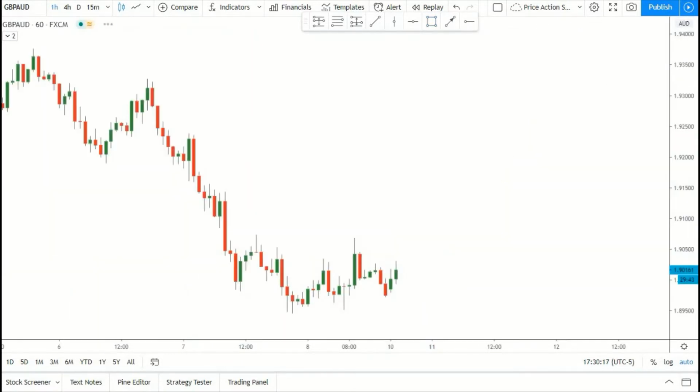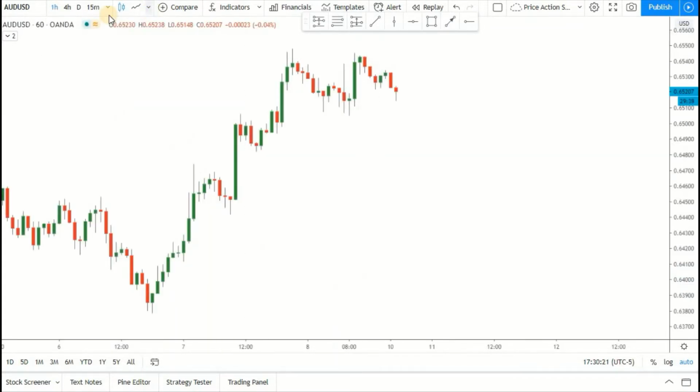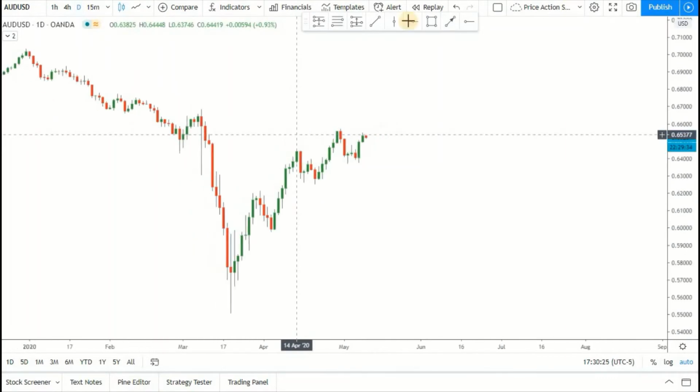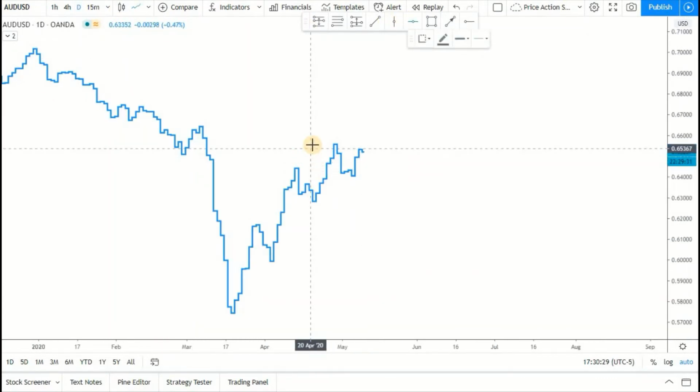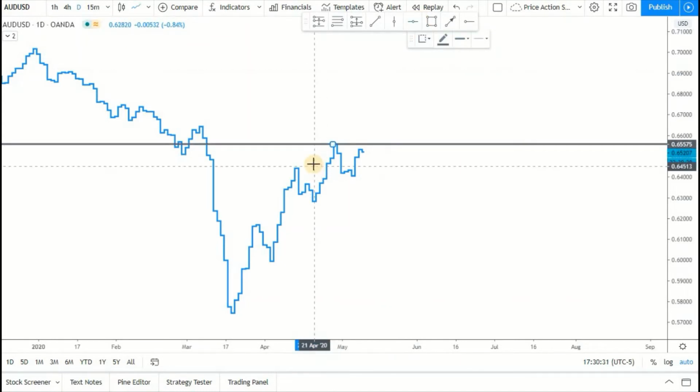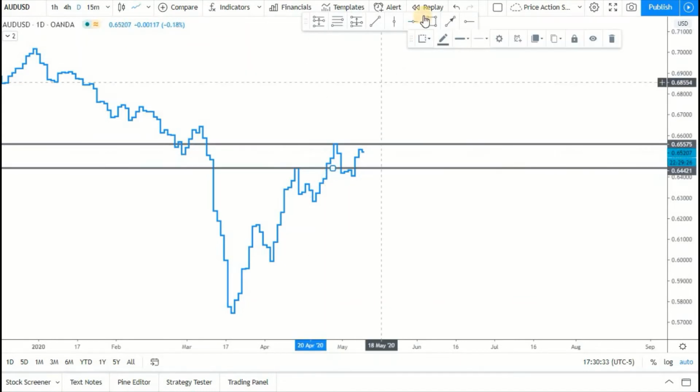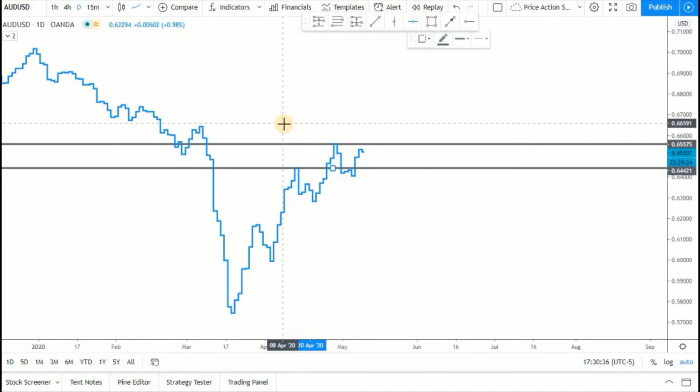Alright, next trade though, GBP AUD, GBP USD, next major pair. So let's go to daily chart as usual, just the line chart. Let's go ahead and mark up the most recent SNR zones.